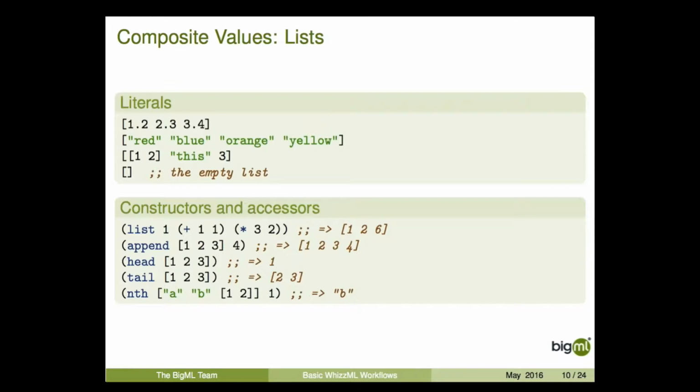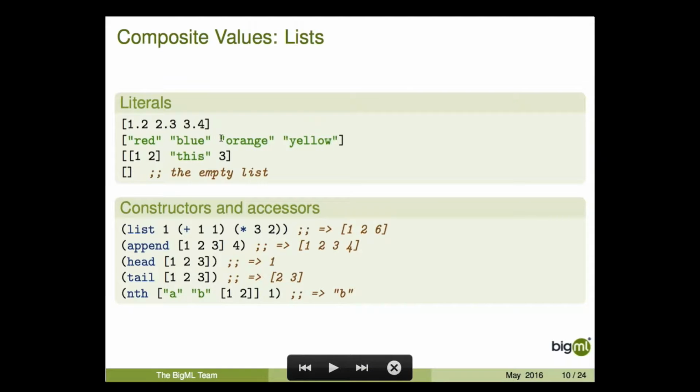On literals, there are a few important data structures in WhizzML. One important data structure is the list, or a vector. We're going to define that using square brackets and spaces to separate the items of the list. So here, at the top, we've got a list with 3 values, 1.2, 2.3, 3.4. They're all separated with spaces and wrapped in square brackets. So that'll define a list of 3 numbers.